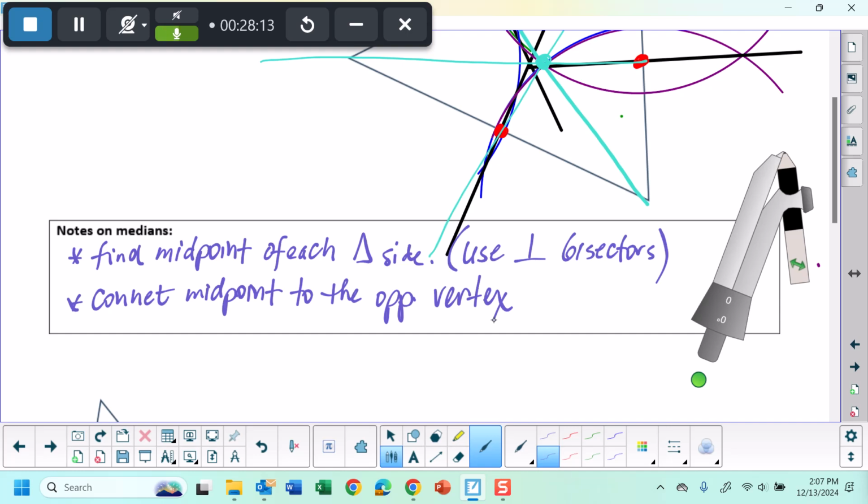The medians give you a point of concurrency, and that's pretty cool.